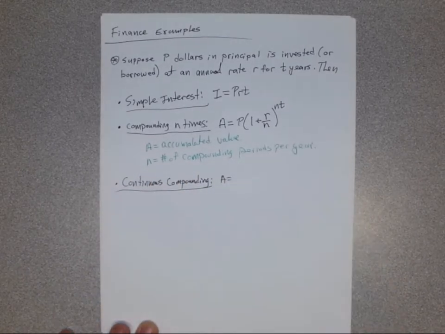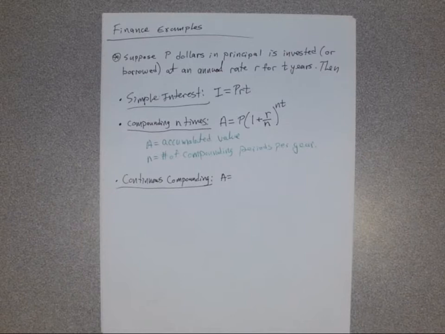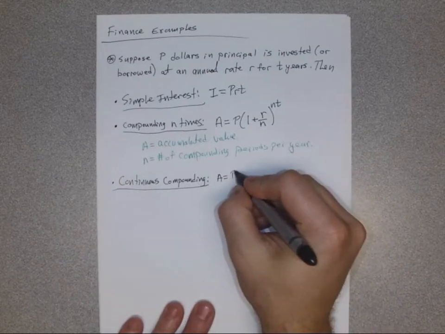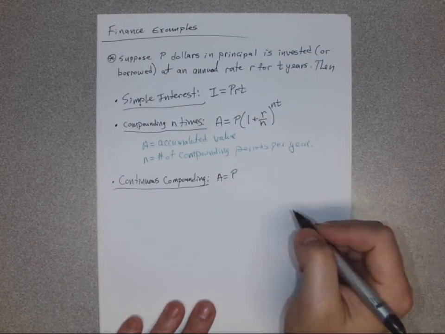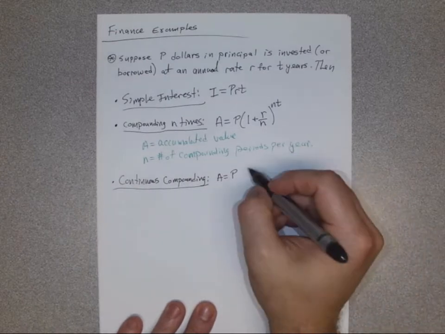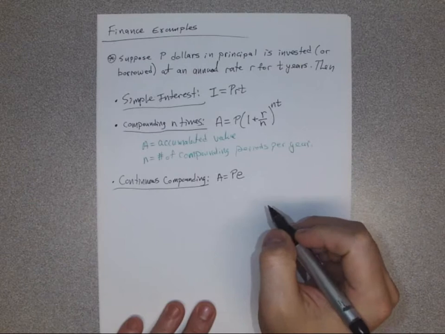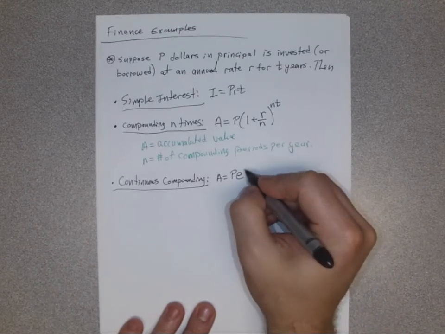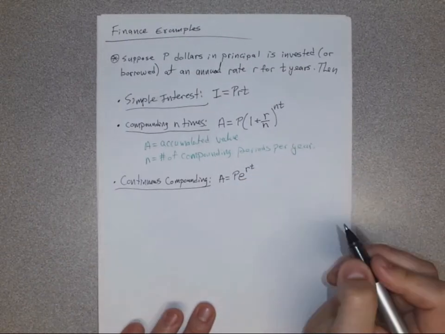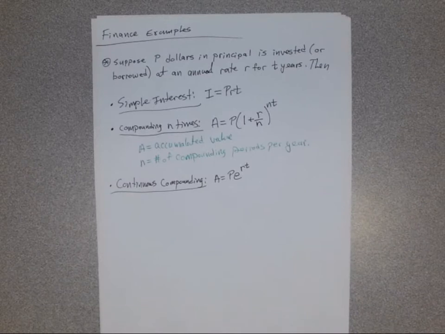It's similar. It starts out as A, and A represents the same thing here. And it starts out with P, our principal. That's important. We always need to know what that initial value is. And then that's multiplied by E, the new constant that we learned. So P times E, and E is raised to the R times T power. All right, we're going to look at an example here of how to calculate these.